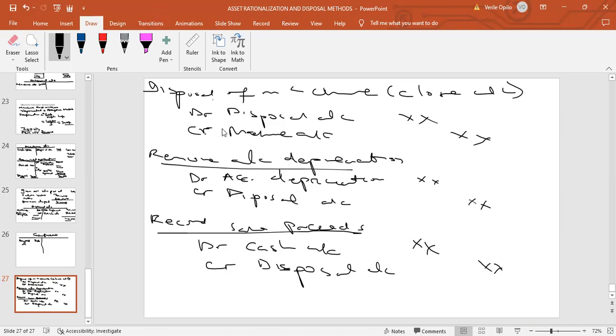So if anyone has a question on what we have looked at with regard to the disposal of non-current assets or assets in the business, then you can unmute. You ask your question, and thereafter we can stop there. Okay. So if you have no question, then we can stop there for today.